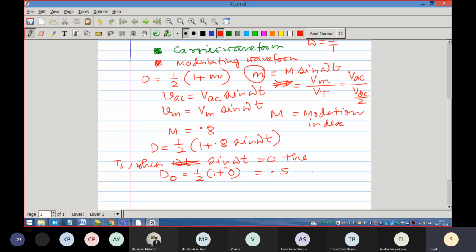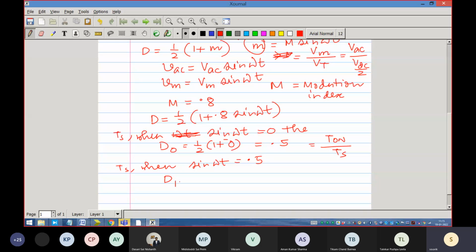That means duty ratio, as you know, is T on by Ts. For another switching period Ts, suppose sin omega t is equal to 0.5. Then what is the D for that? D1, let us call it D1, is half of 1 plus 0.5 into 0.8. So it is 1 plus 0.4 by 2. So at that time the duty ratio will be 0.7.